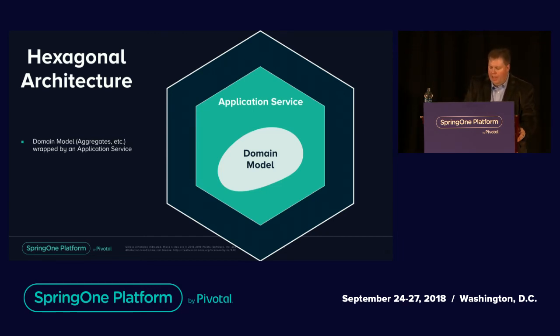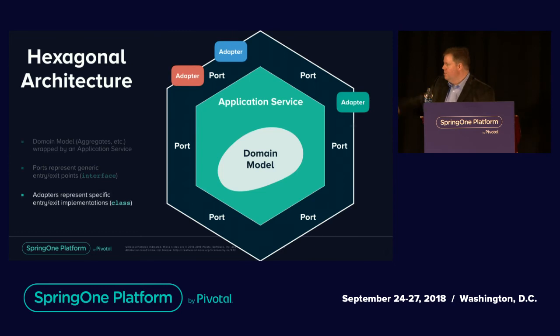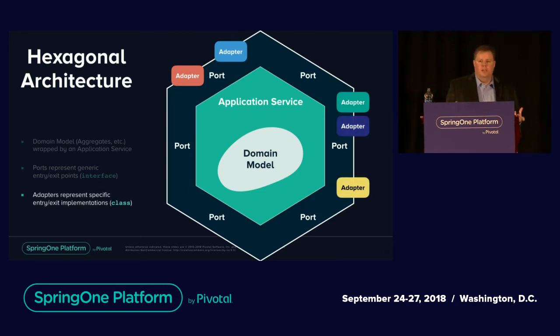And then we wrap that in an outside-inside fashion with what we call ports. These are generic entry-exit points. If we're writing Java code like we do at this conference, these are interfaces, right? And so the only way you get to touch the domain model is through an interface. Well, where do the implementations of that come from? Adapters. That's why this is also called a ports and adapters architecture. So these are the specific implementations, and this is where we get a lot of our optionality.